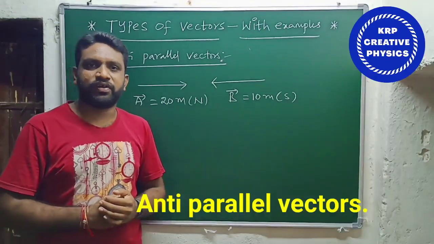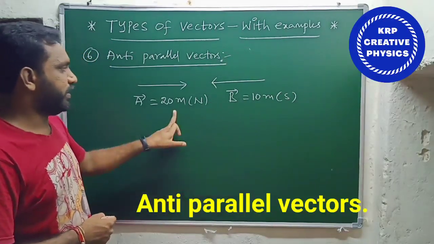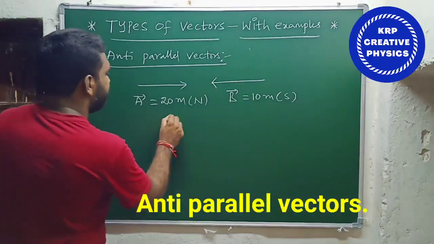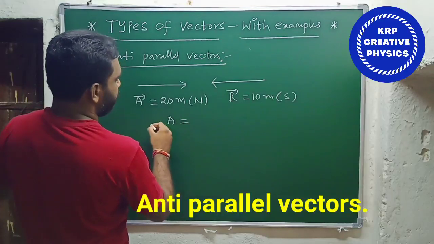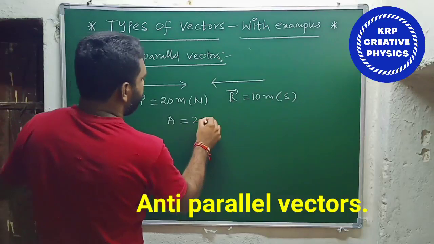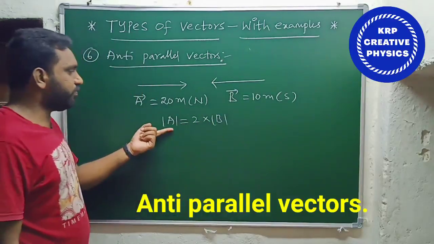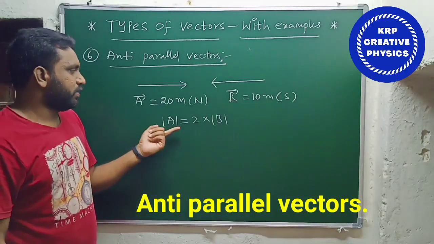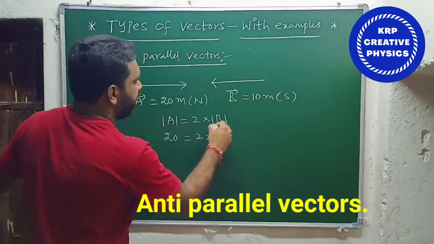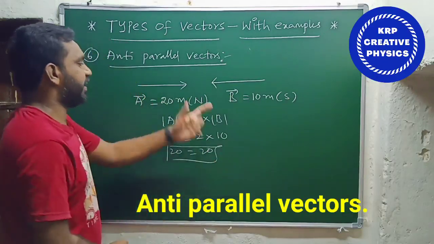And what is the next condition? One vector should be a scalar multiple of the other vector. So 10 to 20, that means this vector is a scalar multiple of the other. How can we write this? The magnitude of vector A equals 2 times the magnitude of vector B. In this way we can represent the magnitude. The magnitude of vector A is 20, and 2 times the magnitude of B, which is 10, is 20. So 20 equals 20. This is said to be a scalar multiple.